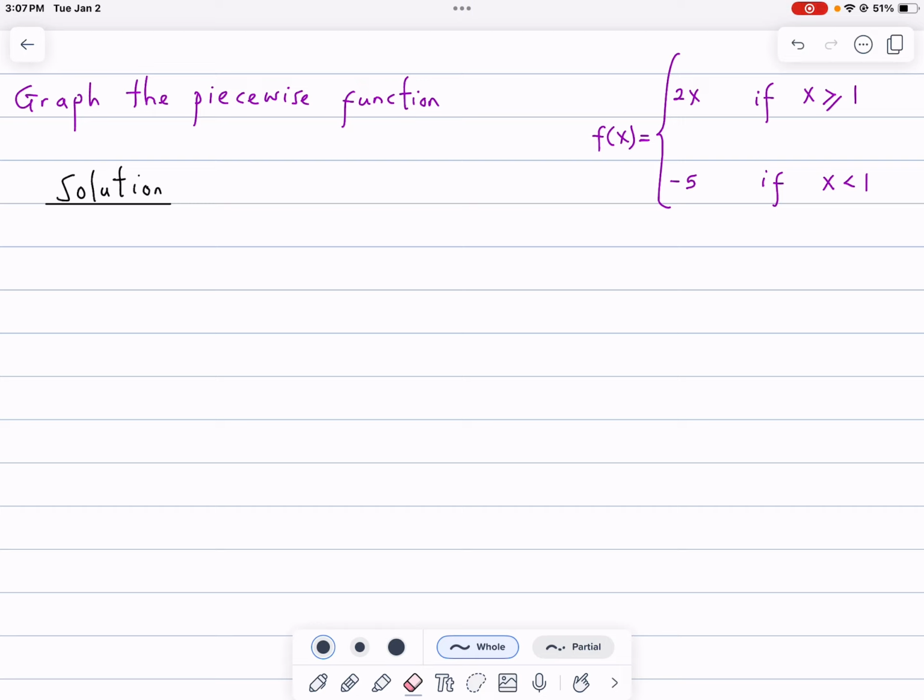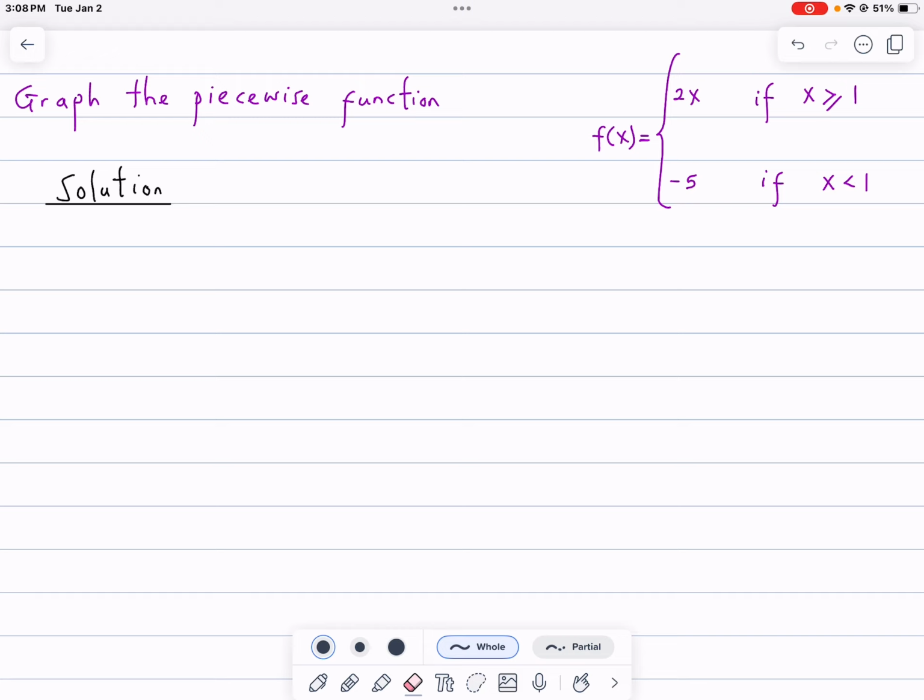f of x equals 2x if x is greater than or equal to 1, that's the first part. And f of x equals -5 if x is strictly less than 1. So when x is equal to 1, that divides the number line into two parts.